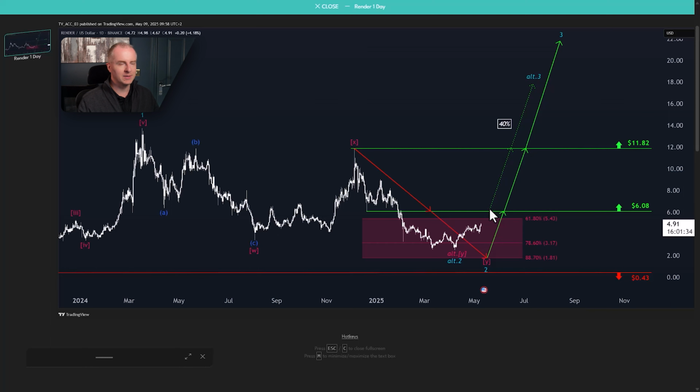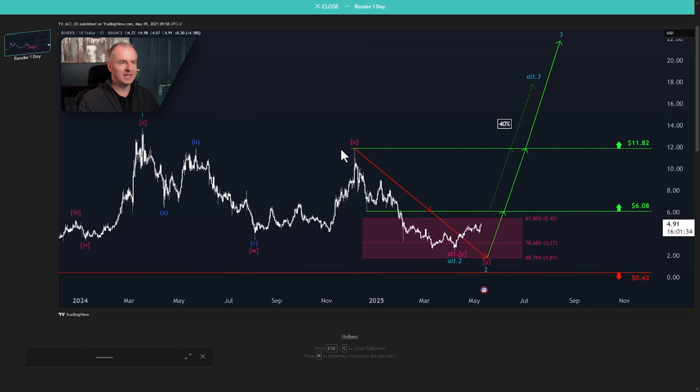And then when that happens, that would be our first formal confirmation that actually this third wave rally to the upside has indeed started, which then should take the price in the next rally above $11.82. $11.82 is the next key barrier and resistance level.